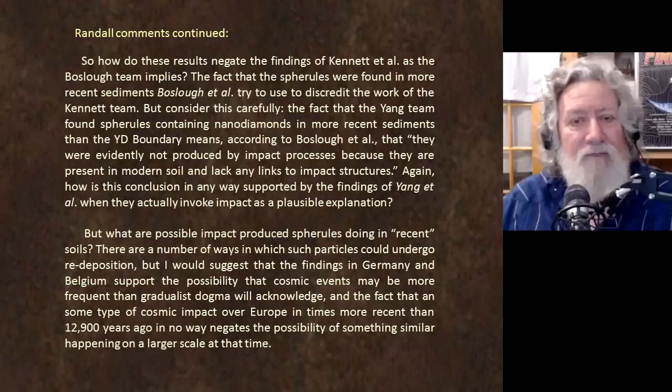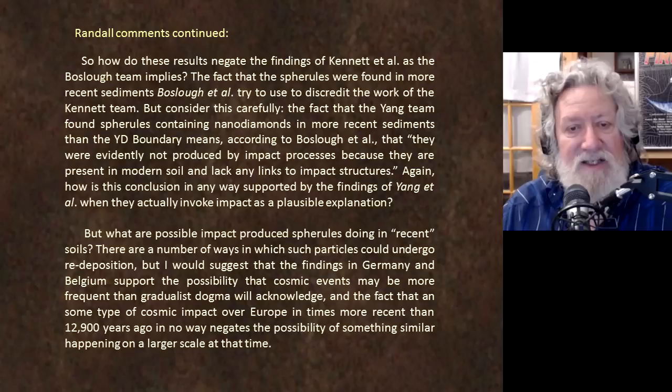So going back to what we were talking about last week, where the Boslough team was attempting to discredit the idea by saying these proxies are found in other levels as well, which is true. However, are they more widely dispersed, or are they found in the same levels of concentration that we see at the YDB, the Younger Dryas boundary? So at the end of the last episode, I asked this question: how do these results, the results of Yang, and if you haven't seen that episode, you should go back and watch it, negate the findings of Kennett and others, as the Boslough team implies?